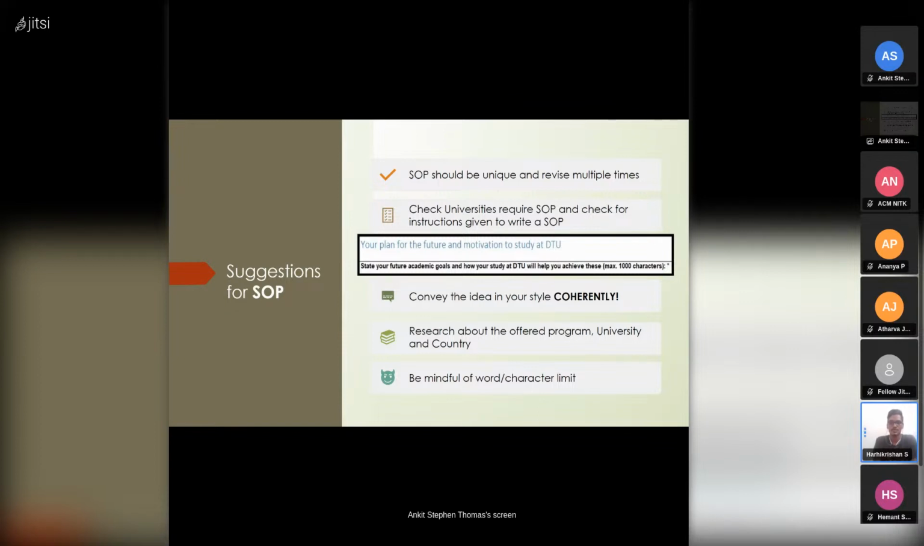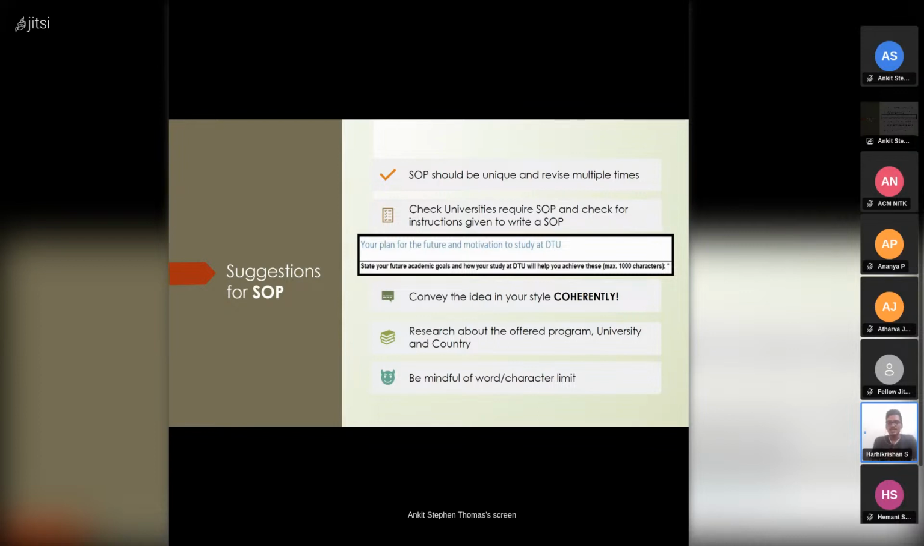That's the more important thing, and convey your idea in your style. It should be coherent enough. When you are connecting your past to future goals, that should be a smooth transition, so that they won't find it abrupt, because that will also be a negative for you.